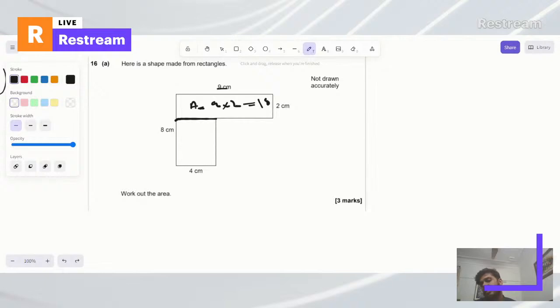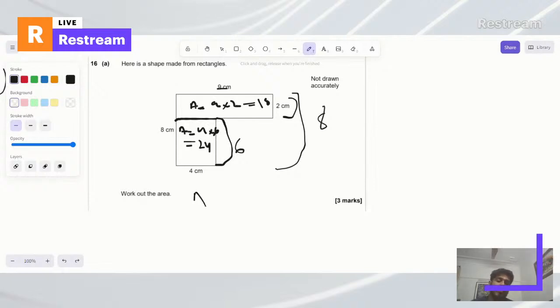Now what about this area? We do not know the length of this side. So how do we find out the length of this side? This whole side is 8, but this side is 2. So 8 minus 2, we get 6. So this is 6. Now area becomes equal to 4 times 6, right? So the answer would be 24.